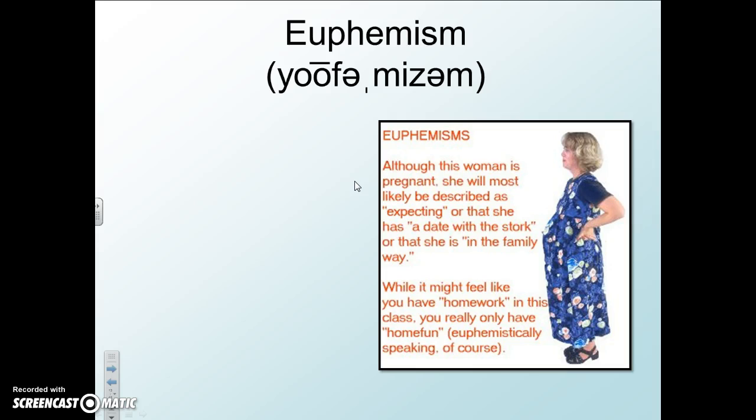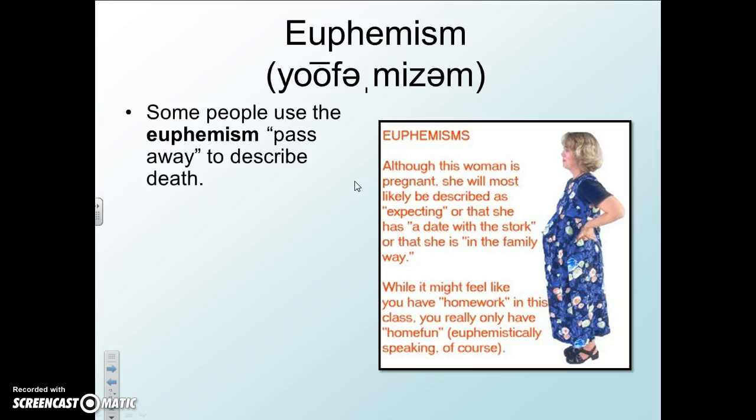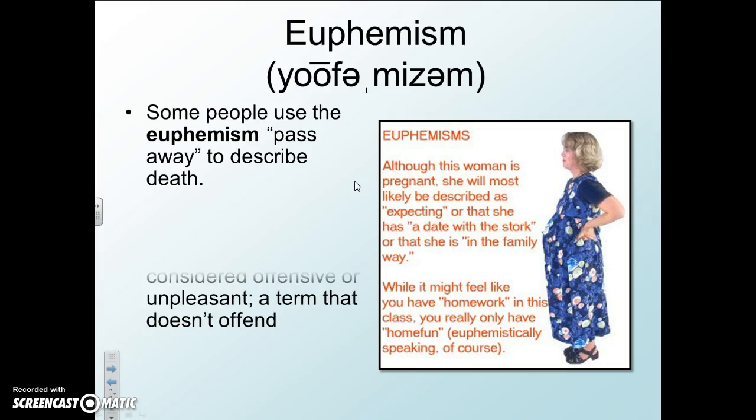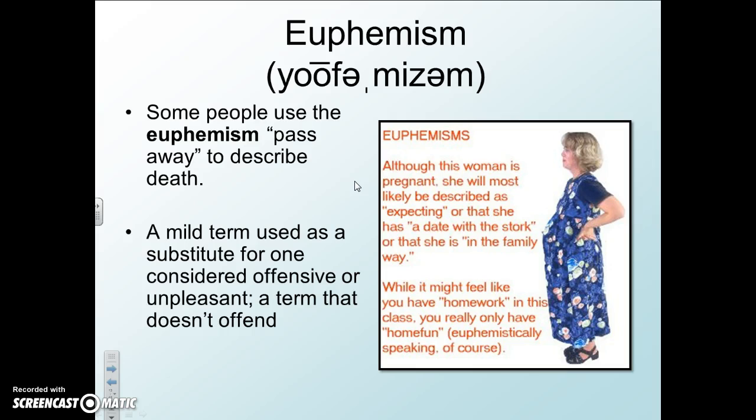And a euphemism. As you can see, this woman is pregnant. One of the euphemisms for being pregnant is expecting. Similarly, we have euphemisms for things like death. Some people use the euphemism pass away to describe death. A euphemism is a mild term used as a substitute for one that is considered offensive or unpleasant. A euphemism is a term that doesn't offend. Instead of saying he died, people prefer saying he passed away because it's a less offensive term.